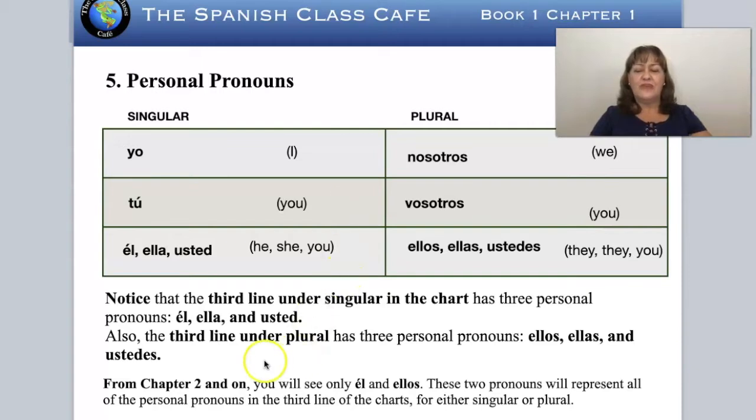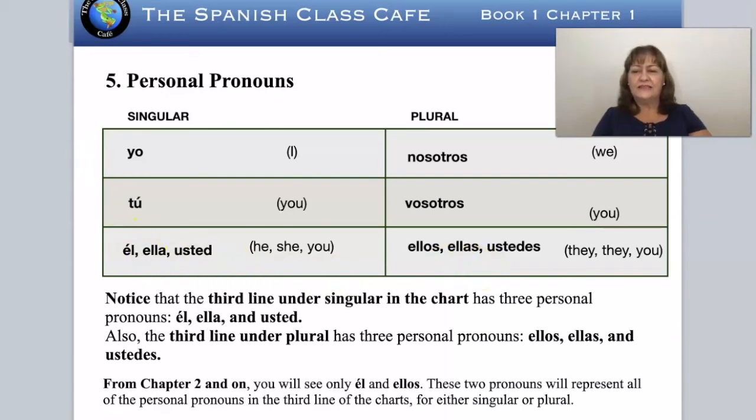Now, from here on in a few classes, you will see in the charts only él in the singular side and ellos in the plural side. That makes it easier for me not to write the 3 personal pronouns on each side. That's why I'm going to use él in the singular side to represent the 3 personal pronouns, and I'm going to use ellos in the plural side to represent the 3 personal pronouns for the plural, okay?